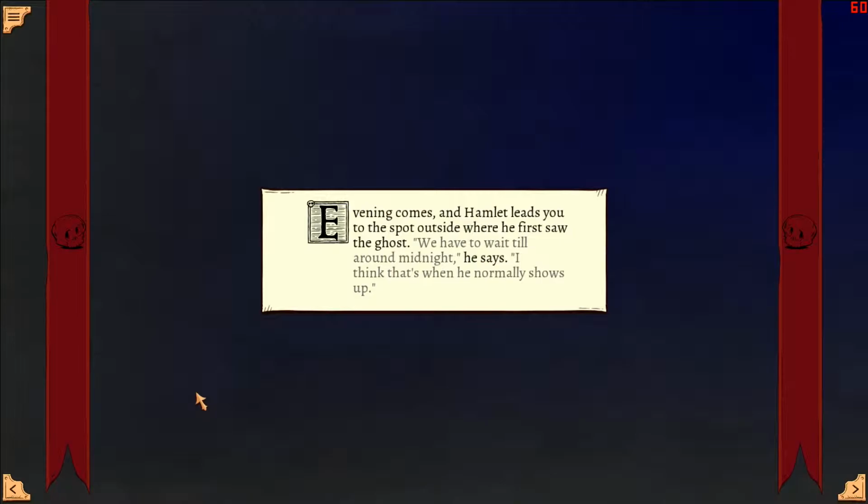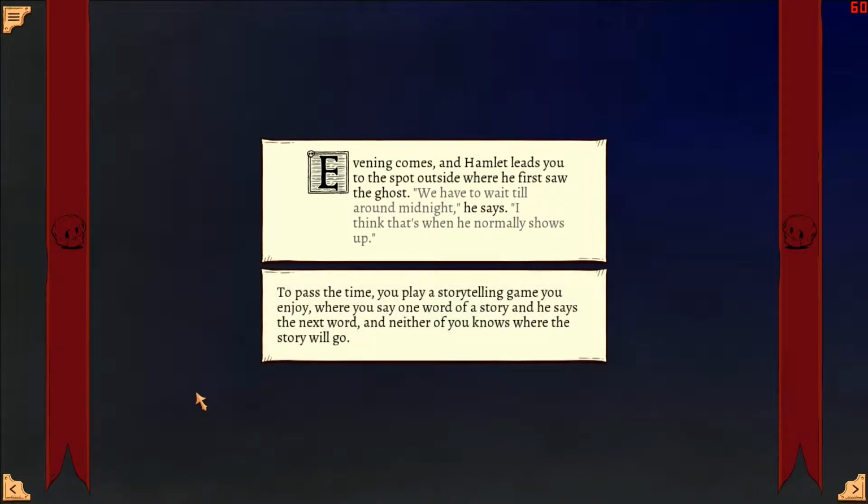Evening comes, and Hamlet leads you to the spot outside where he first saw the ghost. "We have to wait till around midnight," he says. "I think that's when he normally shows up." To pass the time, you play a storytelling game you enjoy, where you say one word of a story, and he says the next word, and neither of you knows where the story will go.